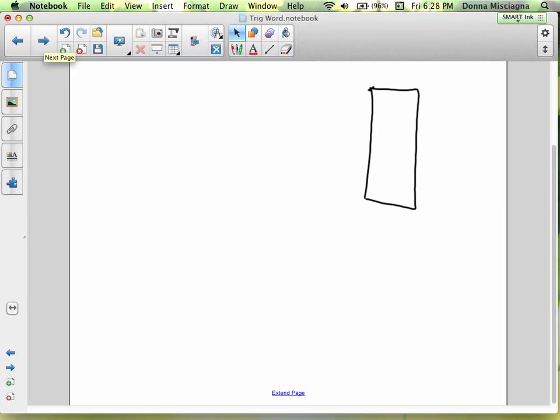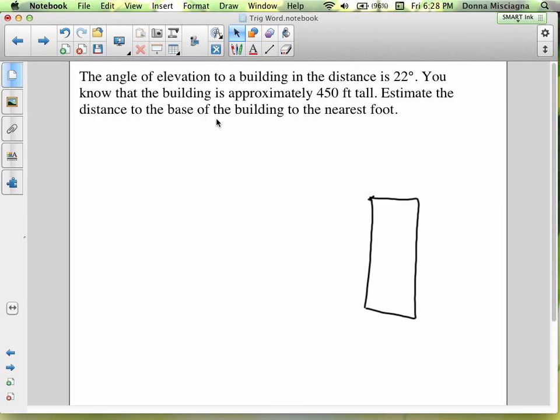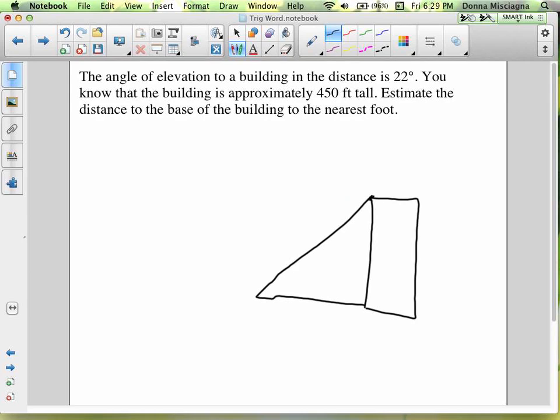Well, I just hit the board and made the screen go up. There. And I did not want to do that. I'll make this not so long. There, that's better. And of course, all these are right angles because things like buildings and lighthouses and schools are perpendicular to the ground. All right, so we know that the building is approximately 450 feet tall.